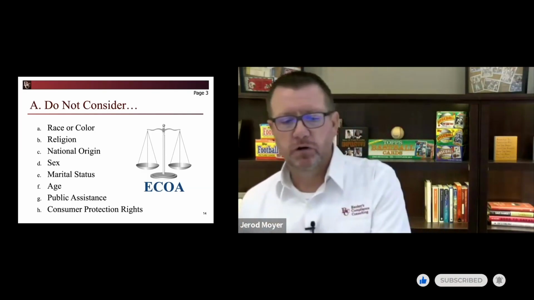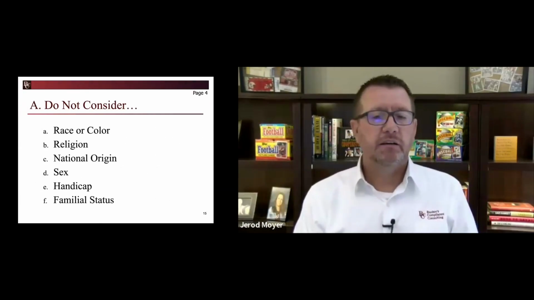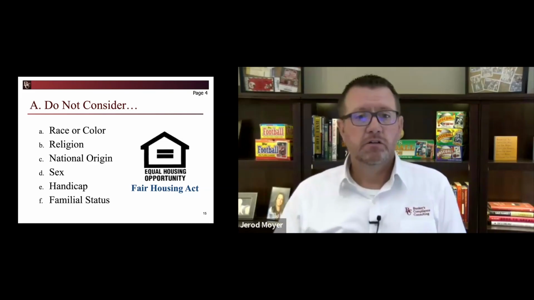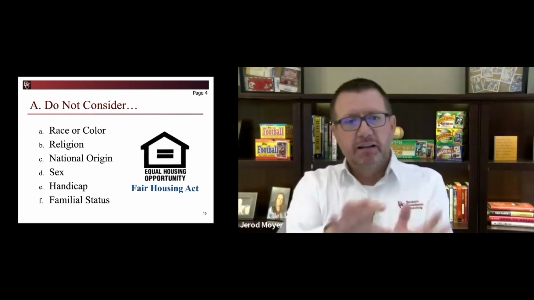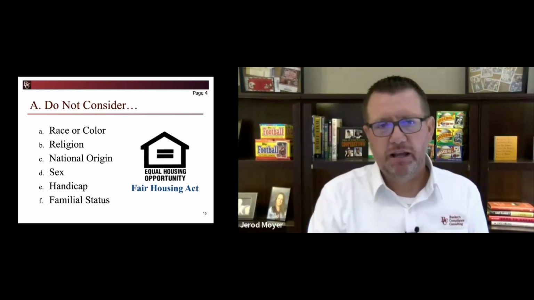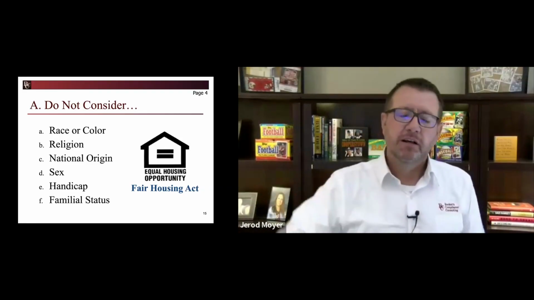Flip the page for me, if you will. Page number 4, number 2 at the top, is the Fair Housing Act. Again, the task is pretty clear, right? There's 6 items there. Do not consider these with respect to any aspect of a credit transaction. And again, anything that's subject to the Fair Housing Act will also be subject to the Equal Credit Opportunity Act. We need to make sure that our teams are not taking these things into consideration.